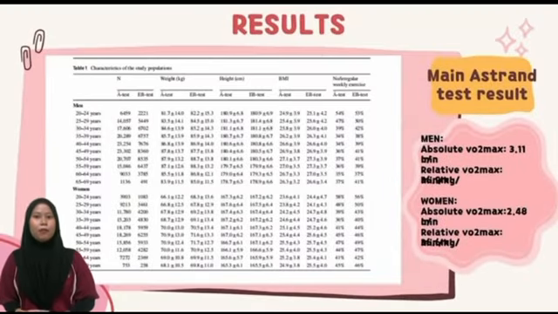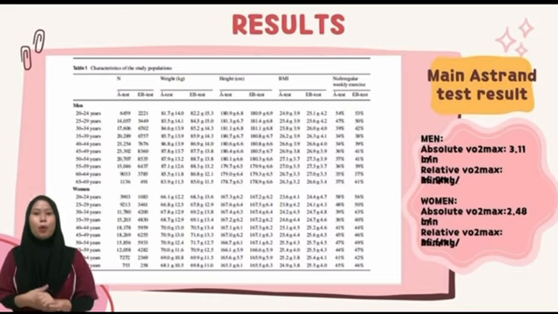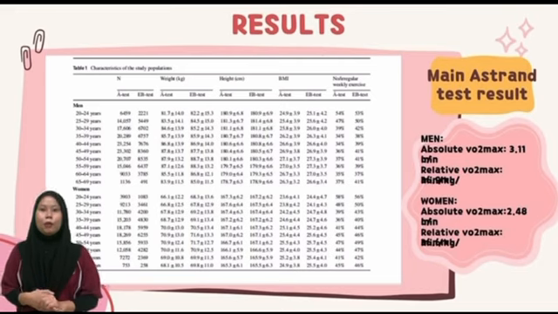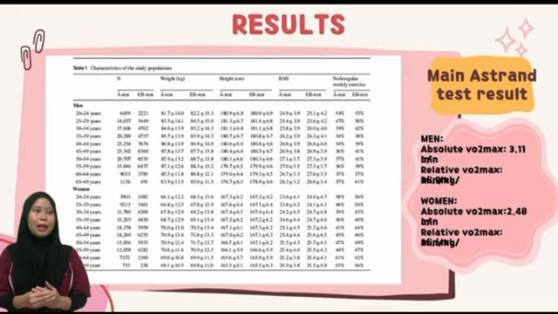This study was done to give reference values for the Astrand test based on age and gender. This result helped us to understand what the normal fitness is for people of different ages and also gender. From the data, for men, the absolute fitness was 3.11 liters per minute or 36.9 per kilogram of body weight. For women, it was 2.48 liters per minute or 36.6 per kilogram. So, even though men had a higher absolute score, their relative scores were almost similar between men and women.